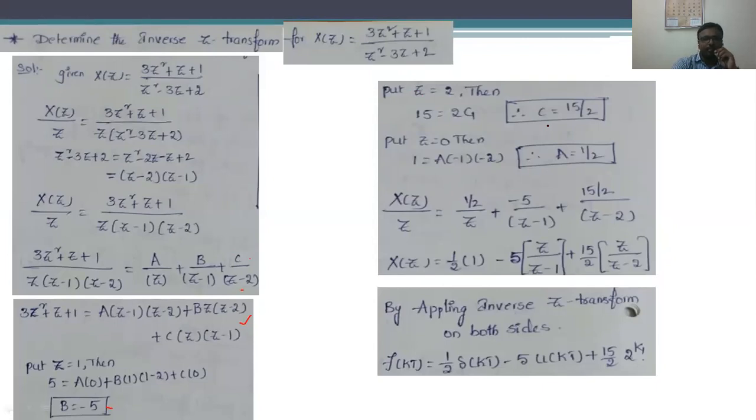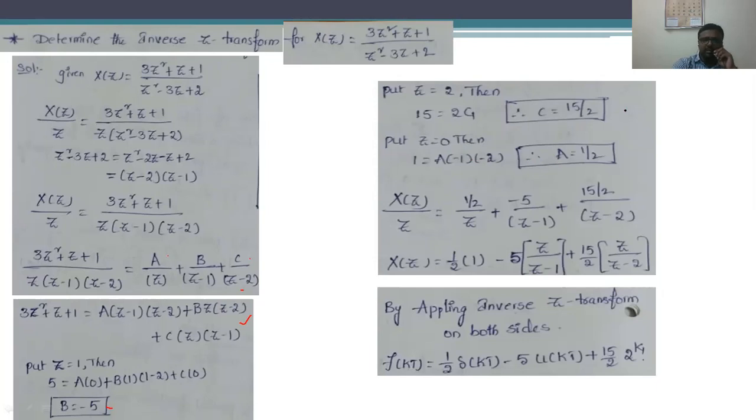15 divided by 2. Similarly, in the same fashion, in order to obtain the value of a, we have to substitute the value of z is equal to 0. That means why? Because a is going to be divided with z. So upon that substitution, we are going to get the value of a as 1 by 2.